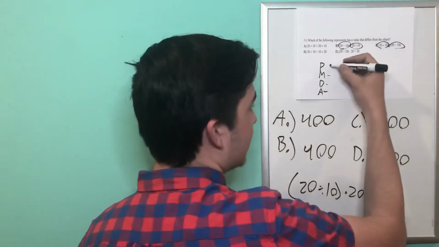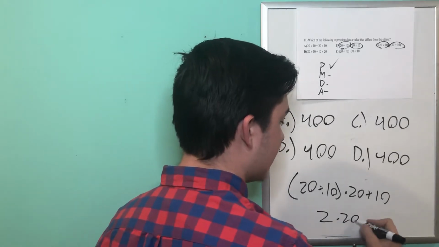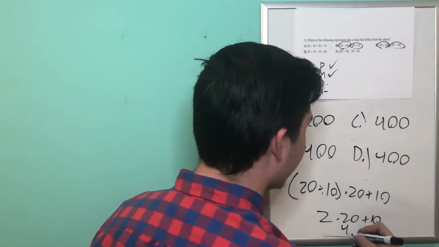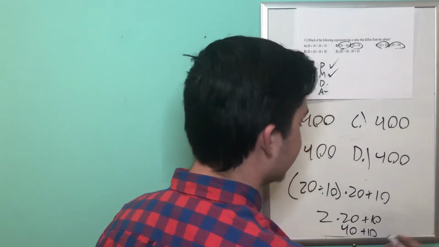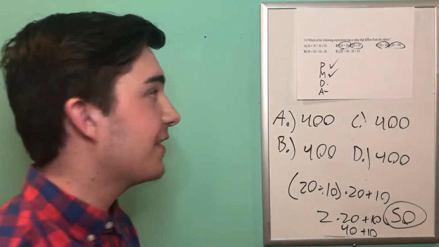So let's go through this. Parentheses first, right? So 20 divided by 10 is 2 times 20 plus 10. Next is multiplication. 2 times 20 is 40 plus 10. Next, addition. 40 plus 10 is 50. But we got 400 for every number.